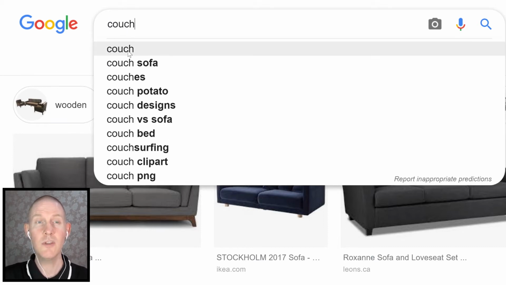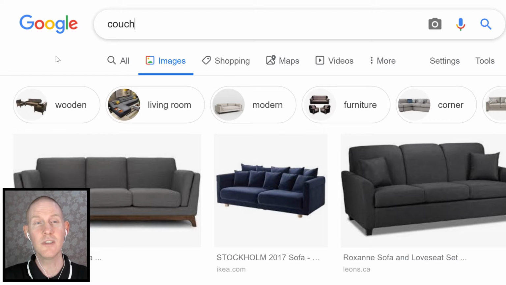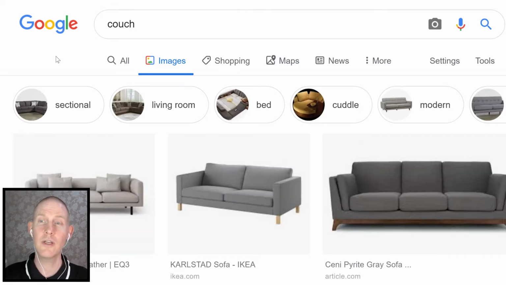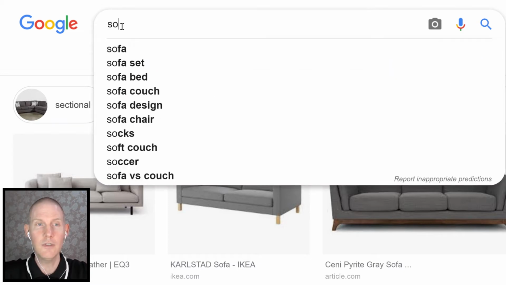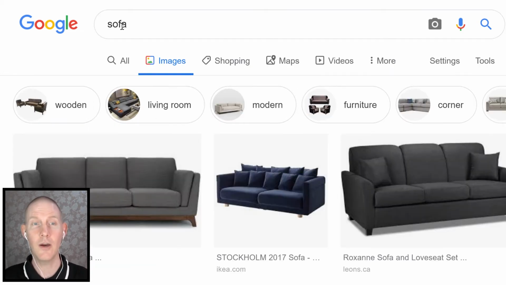When I grew up in the US, I usually said couch. Where's the pillow? Oh, it's on the couch. Where are you going to sit? On the couch. But it depends. Some people say sofa, and some people say couch.